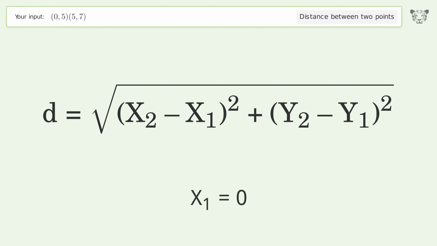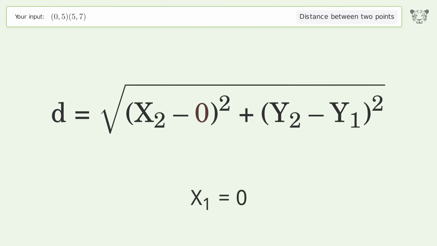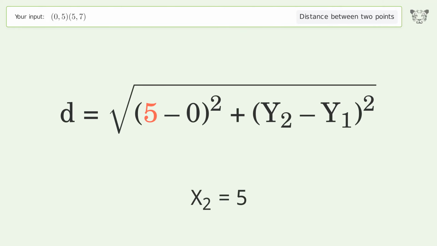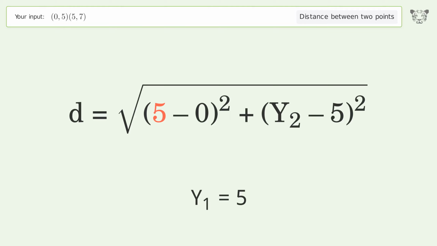x1 equals 0. x2 equals 5. y1 equals 5. y2 equals 7.